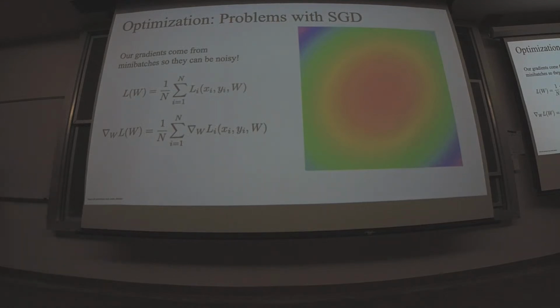Again, there's a lot of work showing that this is actually beneficial. It's again a kind of regularization, that you take a little more of a random walk on the way down rather than just going straight down.